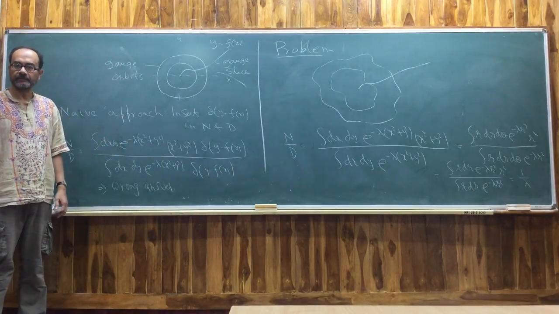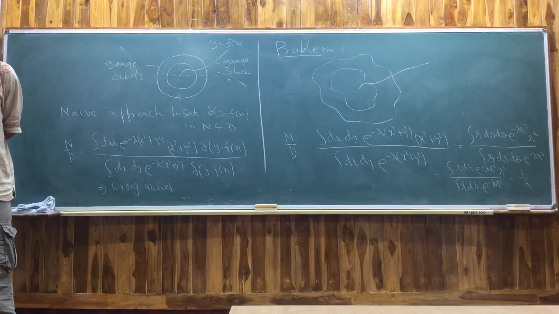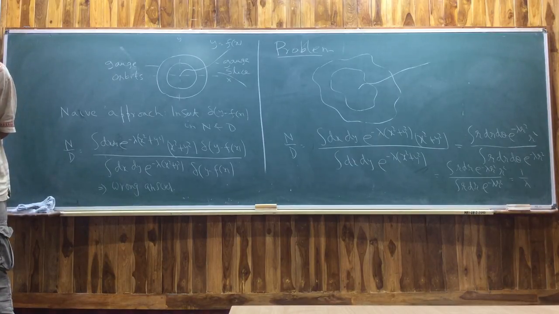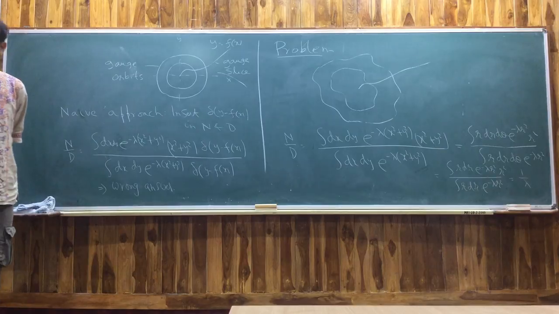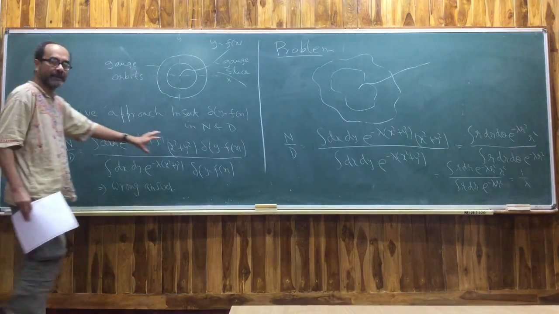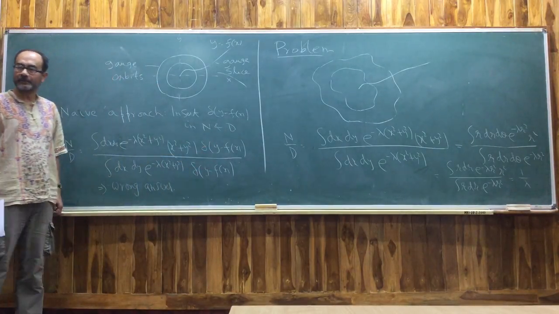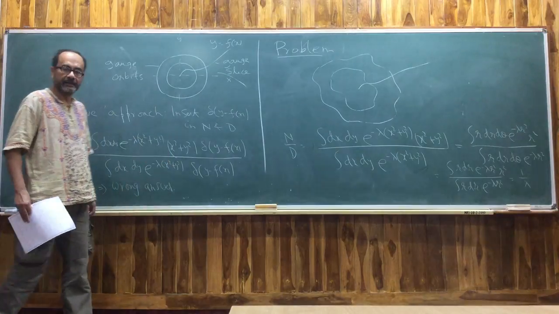But sir, inserting a delta function, you should need a measure, right? We'll see how to get the measure. That's why it is wrong, but the question is that this doesn't tell you how to introduce a measure. That will be the main goal of this. Ultimately we want to get something like this. So the idea is that you want to insert a delta function and see what we can achieve.